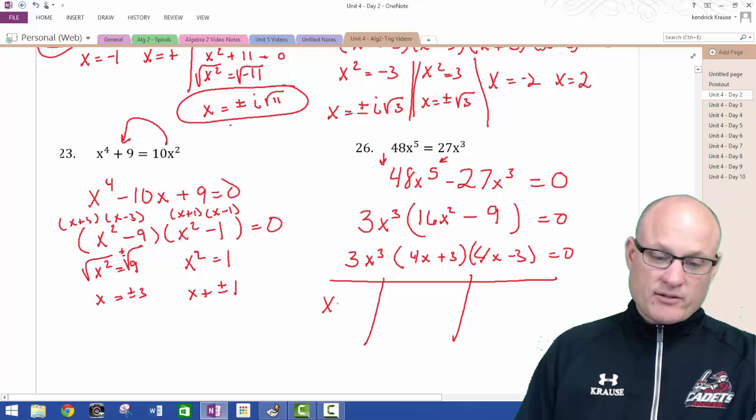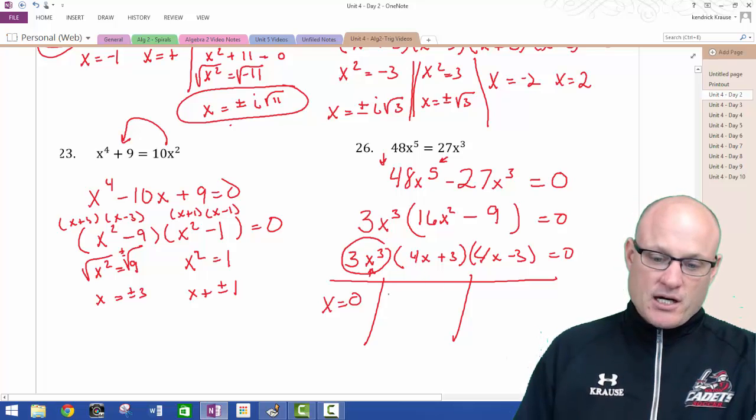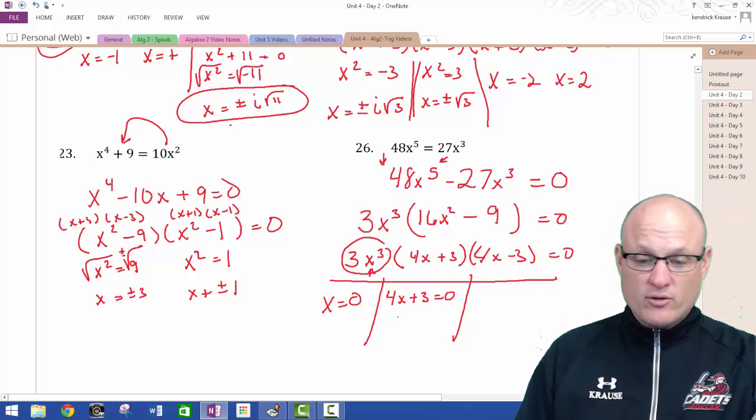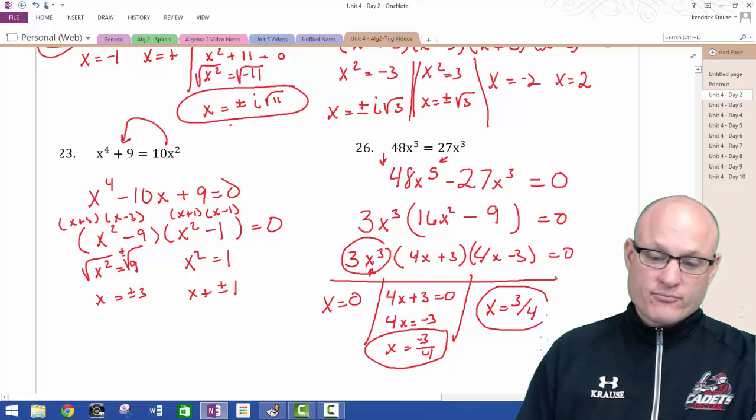This one's going to give me x equals 0. Clearly, if I plug a 0 in for x, this whole entire thing turns out to be 0. I'll walk you through this one. 4x plus 3 equals 0. I'm going to subtract 3, bring it over to the other side. I get 4x equals negative 3, or x equals negative 3/4. I will not walk you through the other one. If this is negative 3/4, clearly this one's going to be positive 3/4.